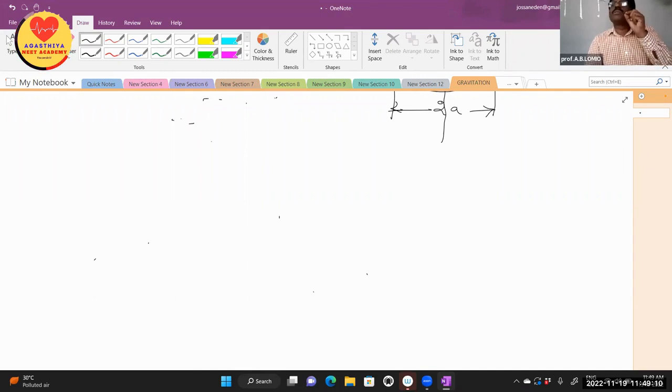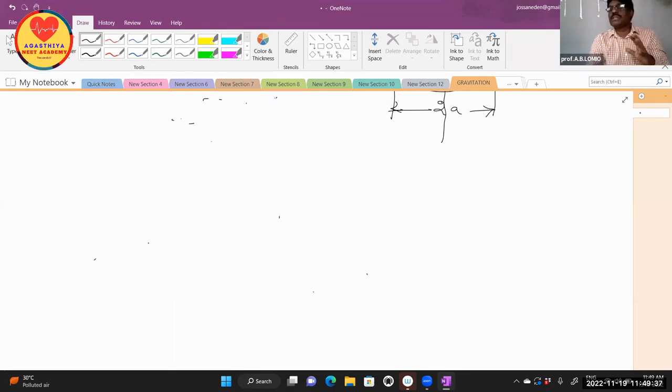The gravity value varies with respect to the distance from the surface of the earth. It will be maximum at the surface, and the acceleration due to gravity will go on decreasing. As we go above the earth, the acceleration due to gravity keeps decreasing, and similarly it keeps decreasing as we go below the earth. So it will be a maximum at the surface.